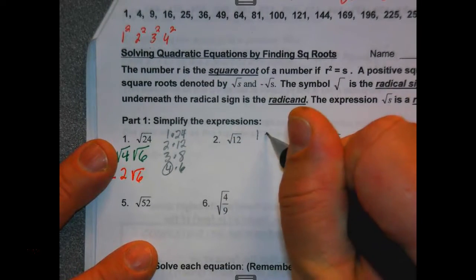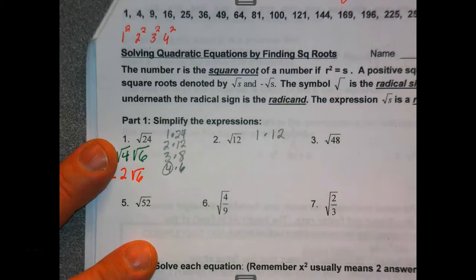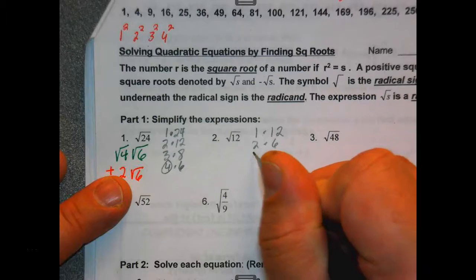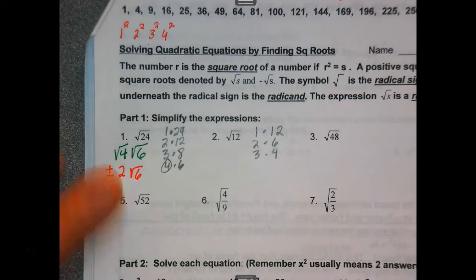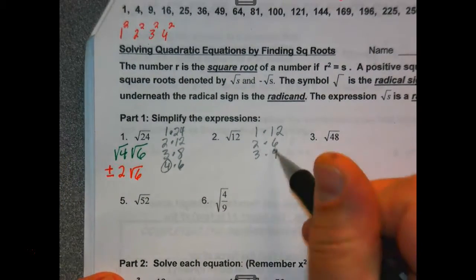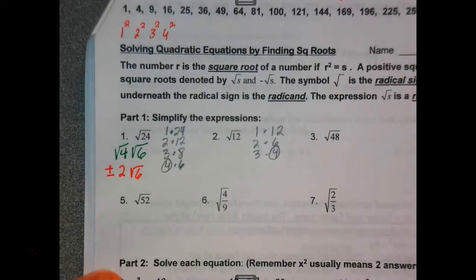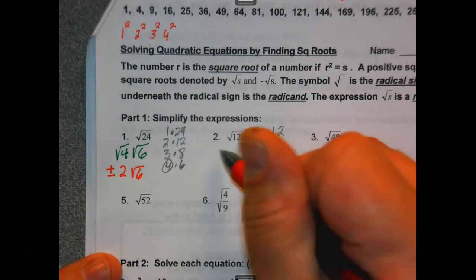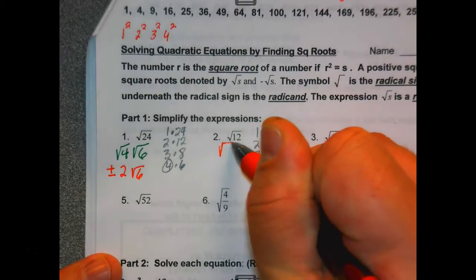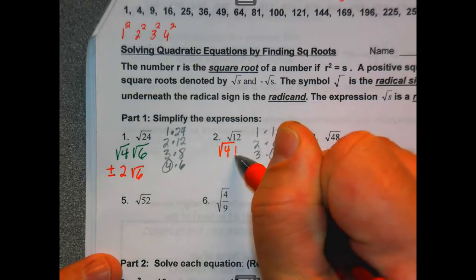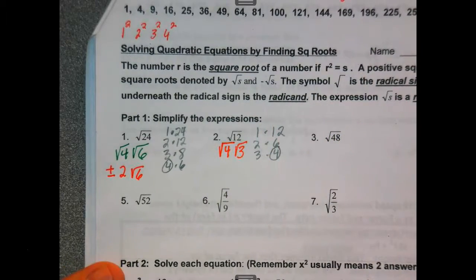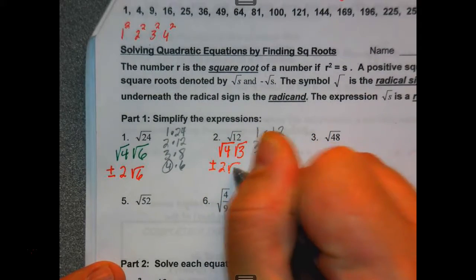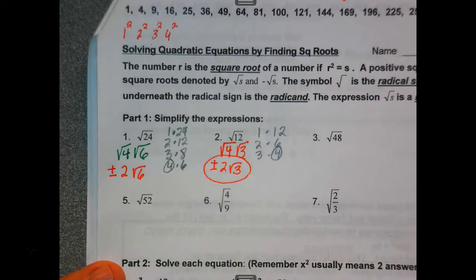No, I'm not superior. 1 times 12, 2 times 6, 3 times 4. What's my largest perfect square? 4. Right. So I like to put the perfect square first. Square root of 4 times the square root of 3. Square root of 4 is, yep, 2 square root of 3.